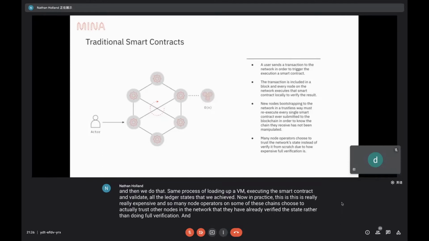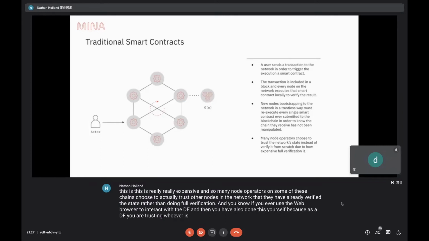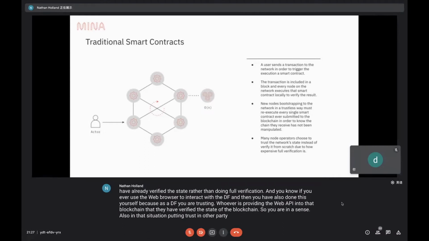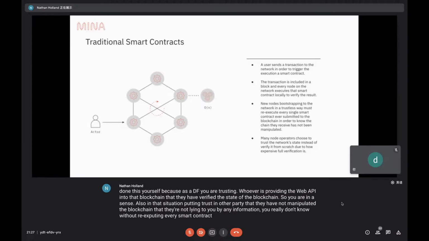And if you ever use a web browser to interact with a DApp, then you have also done this yourself, because as a DApp user, you are trusting whoever is providing the web API into that blockchain that they have verified the state of the blockchain. So you are, in a sense, also in that situation, putting trust in another party that they have not manipulated the blockchain, that they're not lying to you about any information. You really don't know without re-executing every smart contract that they're telling the truth.